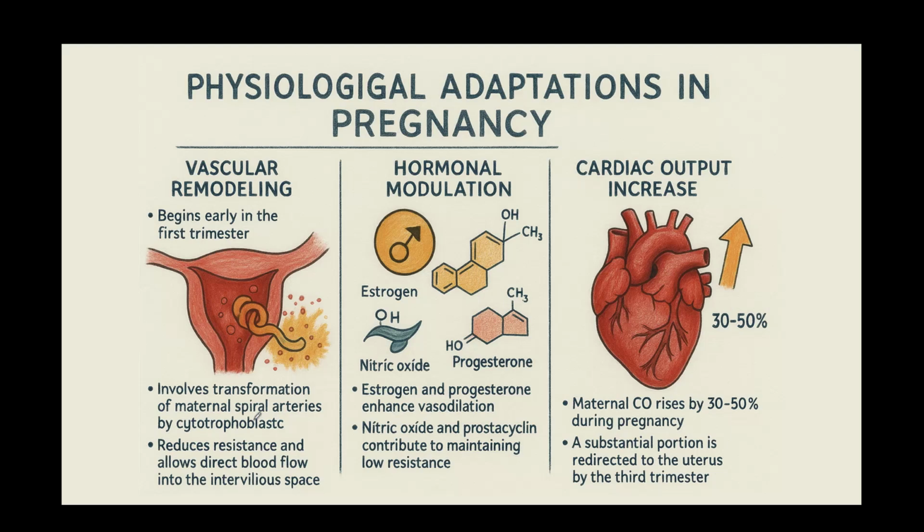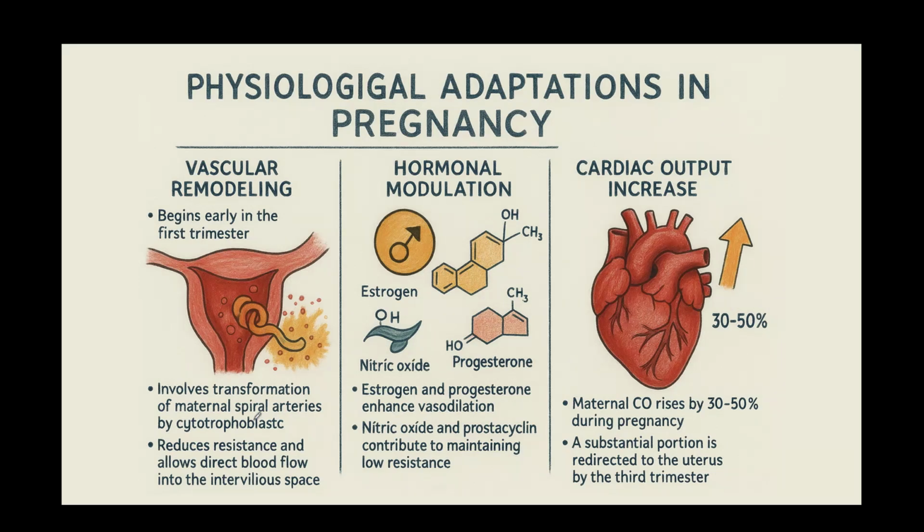There is a hormonal modulation due to estrogen and nitric oxide. Estrogen and progesterone enhance vasodilatation, and nitric oxide and prostacyclin contribute to maintaining low resistance. If there is, for example, a reduction in prostacyclin, we will face eclampsia, and we will speak about eclampsia later, not in this section. Cardiac output increased by 30 to 50% to meet the maternal demands.